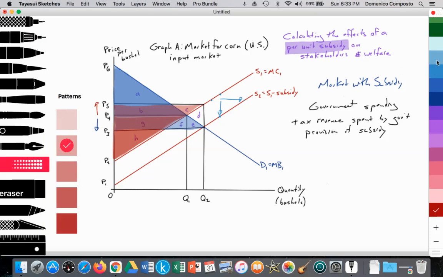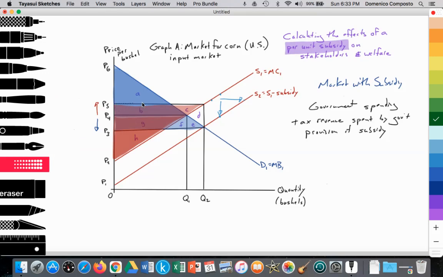So again, let's highlight this. This rectangular area represents the amount of money being spent by the government in providing this subsidy. So it's this entire green area. The price for each bushel, multiplied by the number of bushels being produced by the farmer, is the amount of money being spent.